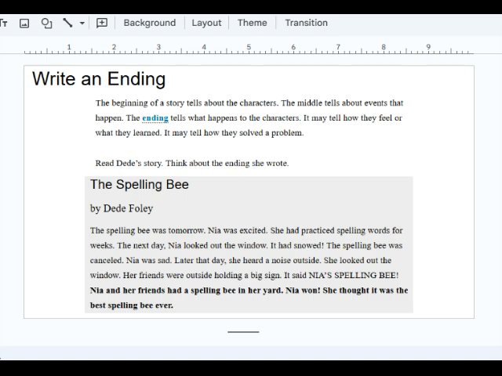The Spelling Bee by Dee Dee Foley. The spelling bee was tomorrow. Nia was excited. She had practiced spelling words for weeks. The next day, Nia looked out the window. It had snowed. The spelling bee was canceled. Nia was sad.